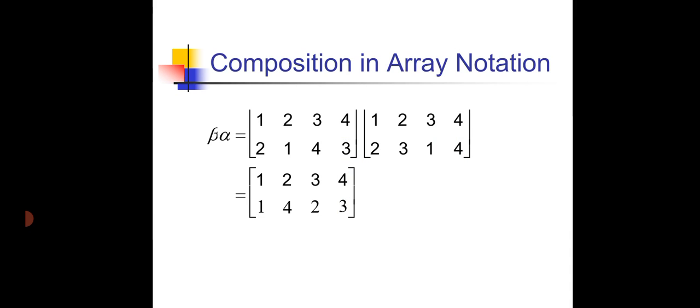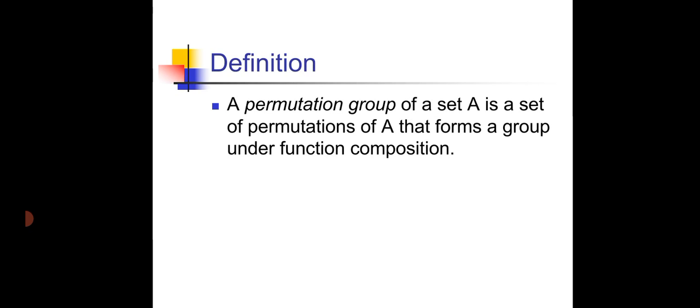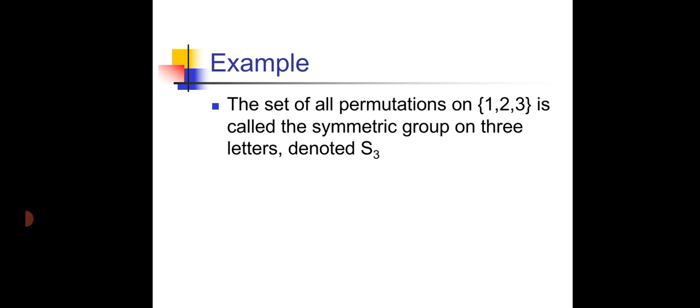So we can find many compositions. Now I am refining the definition. The permutation group of a set A is a set of permutations of A that forms a group under the composition function. Now we are going to see the example.